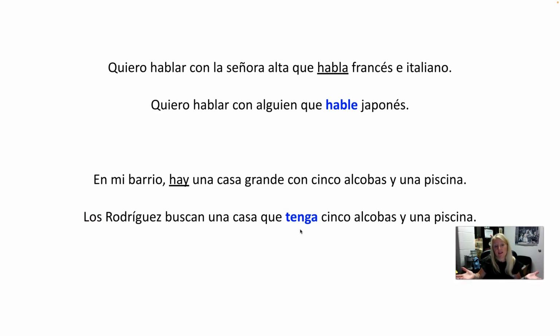Who knows if they'll find it? The Rodriguezes are looking for a house that might have 5 bedrooms and a swimming pool. It might not be available. They might have difficulty finding this house, and when they find it, they might not be able to buy it. So there are all these unknowns included. That's why it's tenga, subjuntivo.